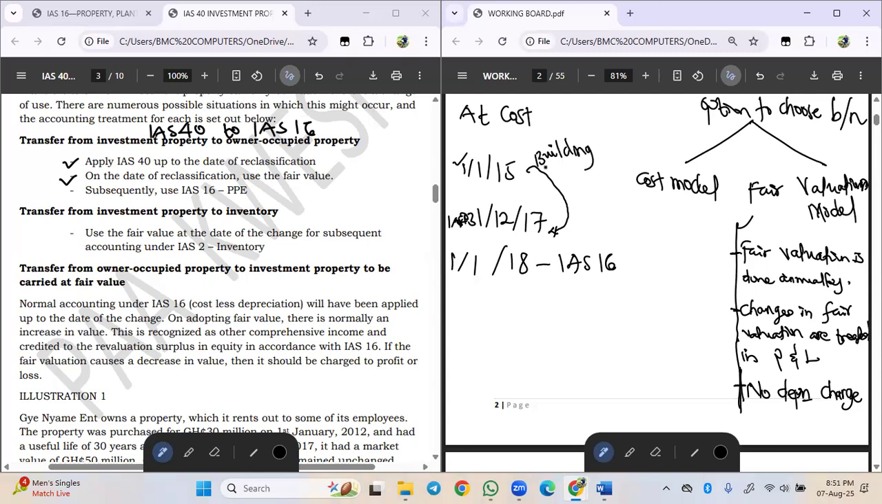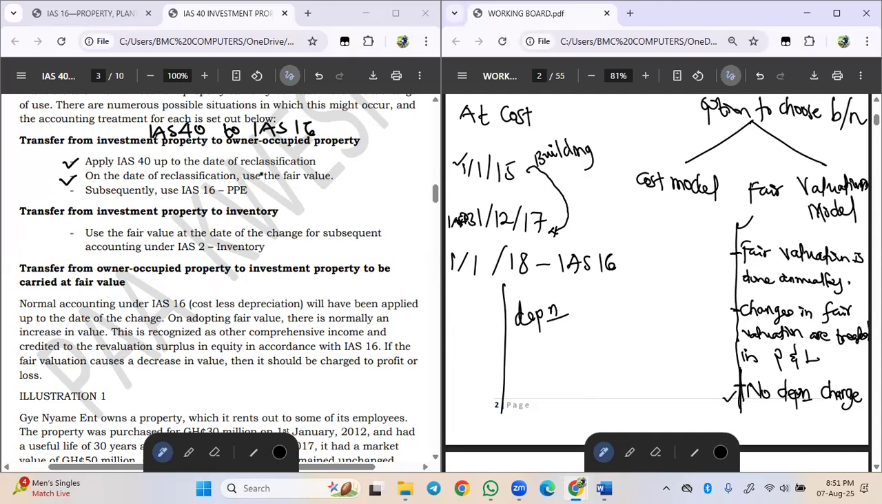When it was under IAS 40, you were not charging depreciation, because under IAS 40 you only deal with fair valuation. You don't charge depreciation, that's one of their characteristics. You just fair value it. But subsequently, you want to change to IAS 16. So from 2018 going, you will charge depreciation.